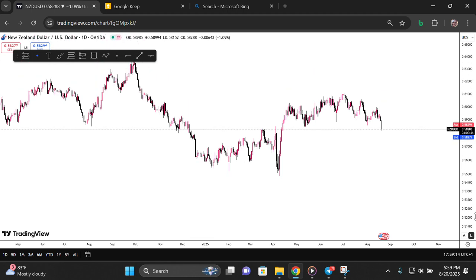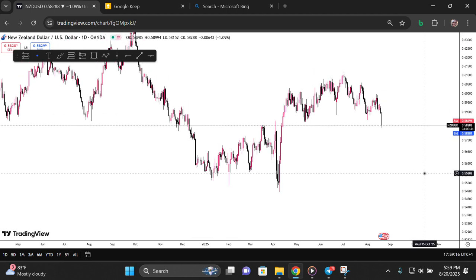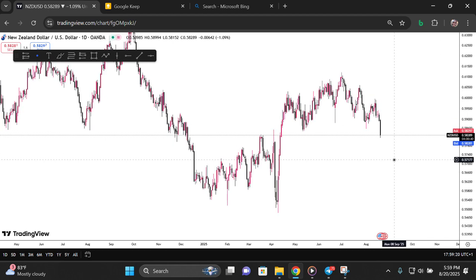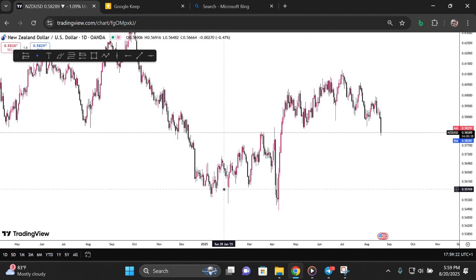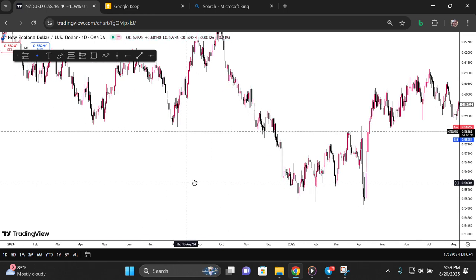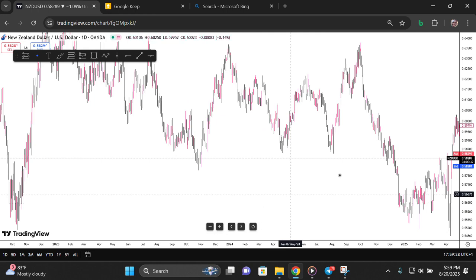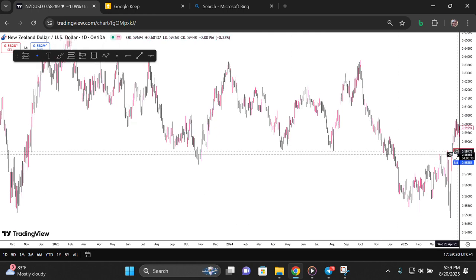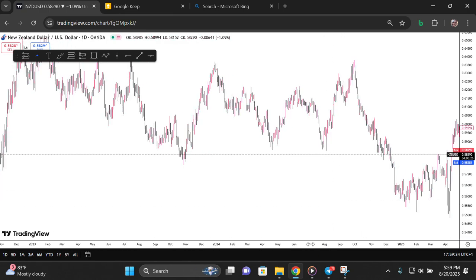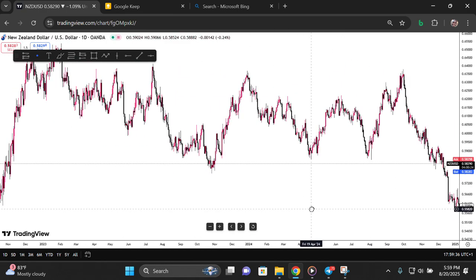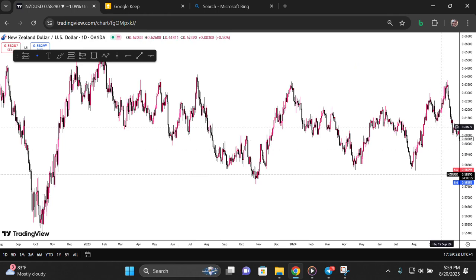So where is this setup, for crying out loud? Oh, NZD/USD, where are you, man? This is 2025, so it is not here. Is it NZD/USD? I don't remember, but I know it's one USD pair.